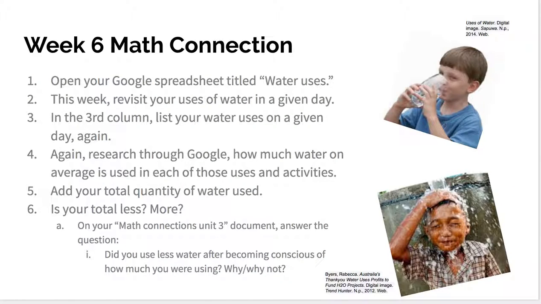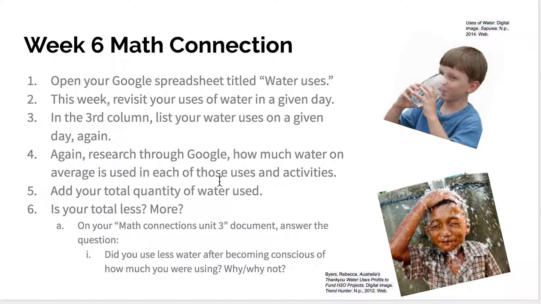For your math connection this week, I want you to open your Google spreadsheet titled Water Uses. This was from week 3. When you open that up, remember you listed the different ways in which you use water, and I mentioned that you're going to be coming back to this at the end of the unit. I want you, in the third column, to list your water uses on a given day again. So you're going to be comparing and contrasting how you've changed the way you use water now that you are aware of the importance of fresh water.